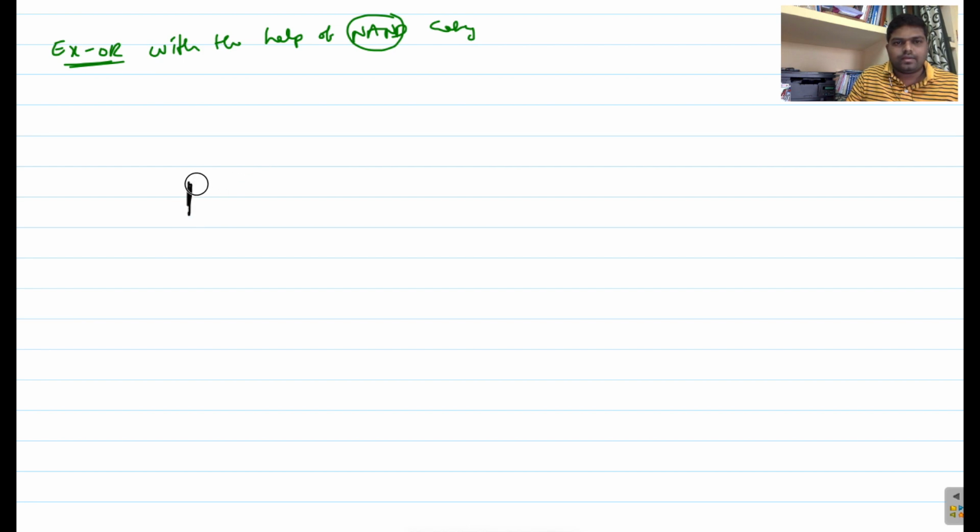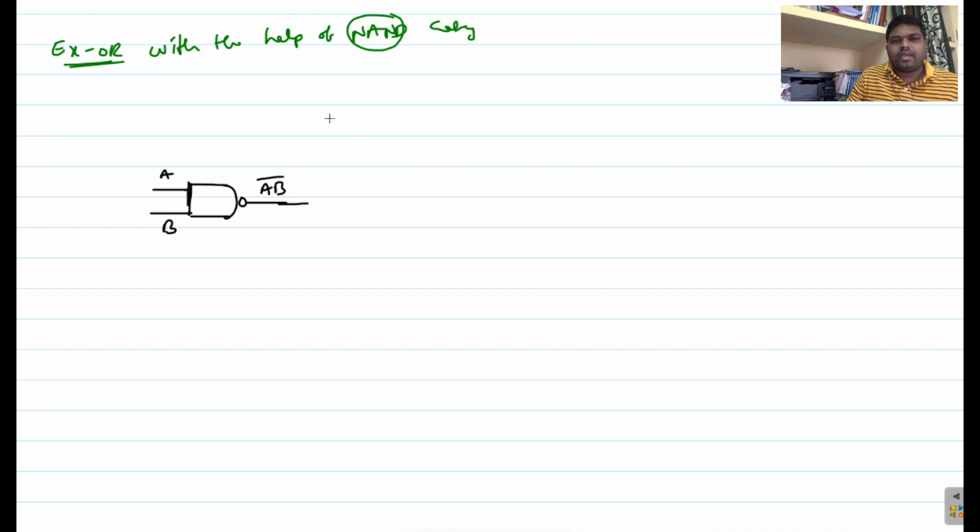Okay, so now XOR logic with the help of NAND gates. First you can take one NAND gate here. For this we need to add two inputs, one is A, another one is B. So here we are getting AB whole bar, right?